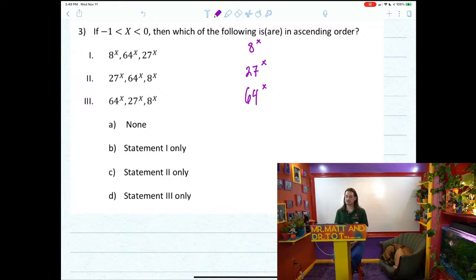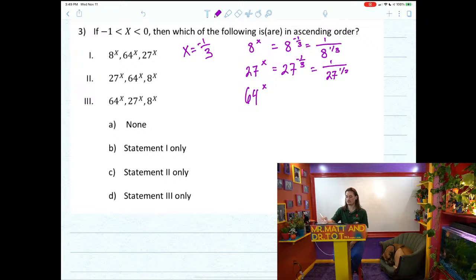So any number in between 0 and -1 would work. But this is particularly written for x is equal to -1/3, because if you take the 1/3 power, that's the same thing as taking the third root of a number. So notice that 8 to the -1/3, we could rewrite that as 1 over 8 to the +1/3, which we can evaluate. The same thing here, if we choose x to be -1/3, then we can evaluate 27 to the -1/3 into 1 over 27 raised to the 1/3 power.